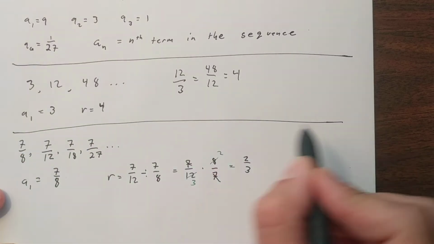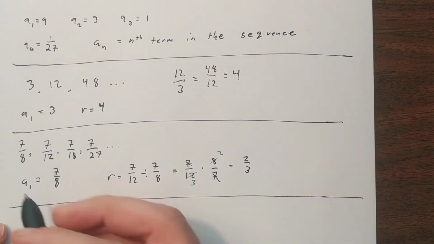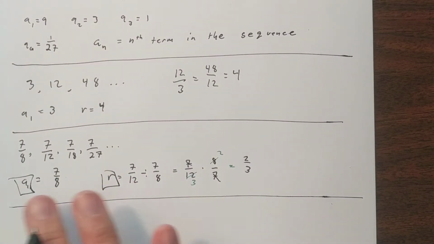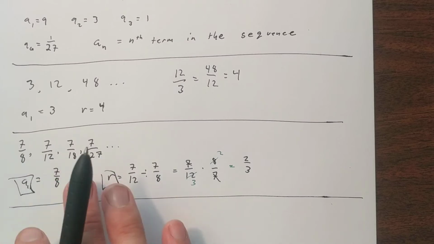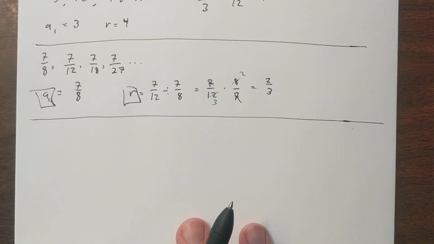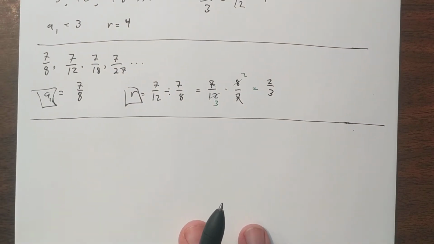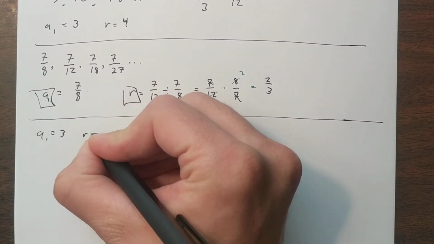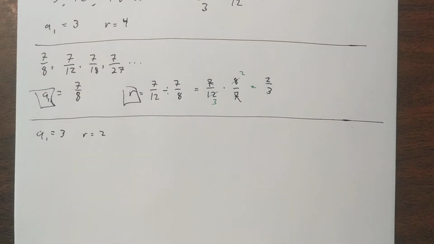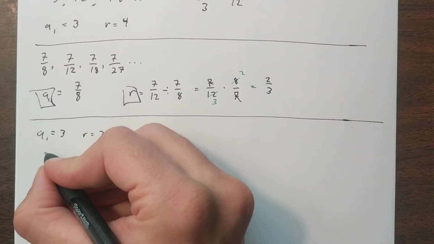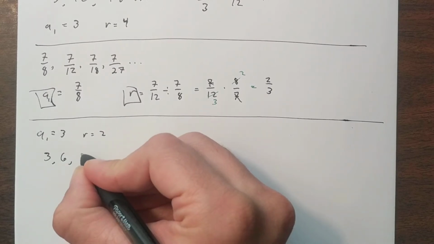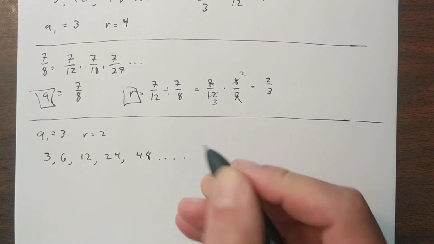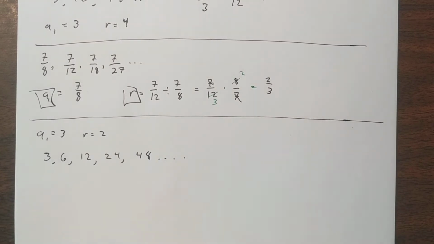So that's how you analyze a sequence when given one, to come up with your first term and your rate. What if you were given your first term and your rate and you were asked for the sequence? Well, that one's fairly simple as well. For example, the first term is 3, the rate is 2. What does that look like? Well, that looks like 3, 6, 12, 24, 48, ... So it's pretty easy to write out the sequence.